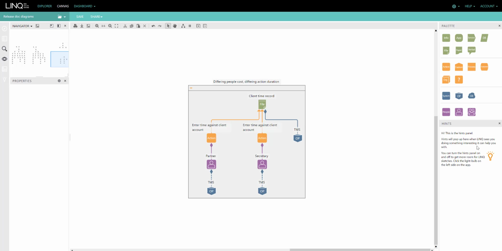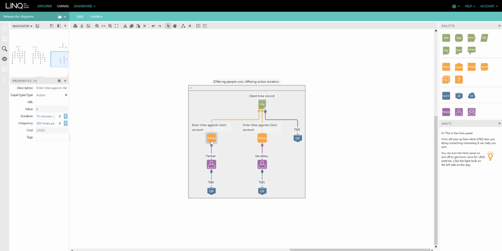Okay, let's take a look at this very simple one to start with. We've encountered this scenario several times in engaging with people. This is a law firm. They have partners and secretaries who both are able to enter time against the client account, which creates a client time record in the time management system. So this action is exactly the same. The only thing that is different is the duration and frequency with which they occur. The secretary, who has an hourly rate of $40 an hour, only takes 10 minutes to do this and does it 800 times a year. The partner, whose hourly rate is $500, takes 15 minutes and it happens 200 times a year.